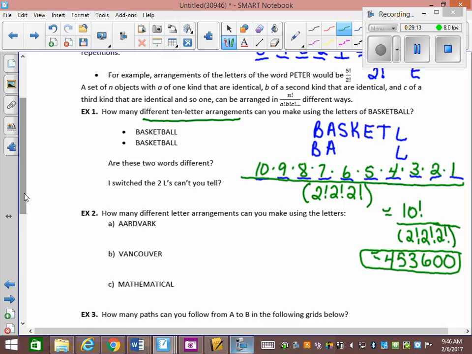We have to divide by 2 factorial, 2 factorial, 2 factorial. And because of those doubling up of letters, it went from 3 million words to 453,000 different words, right? Because with those 2 L's at the back, if I swap them, it's still basketball, right? Okay.